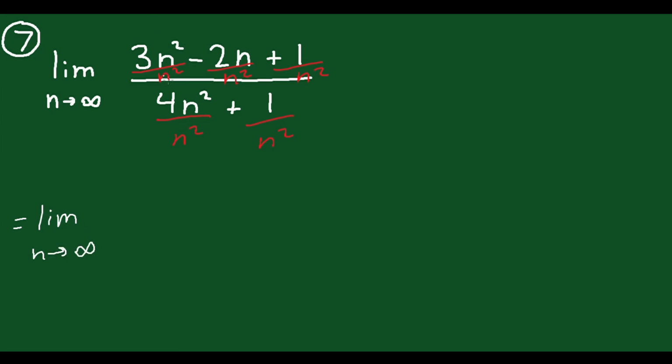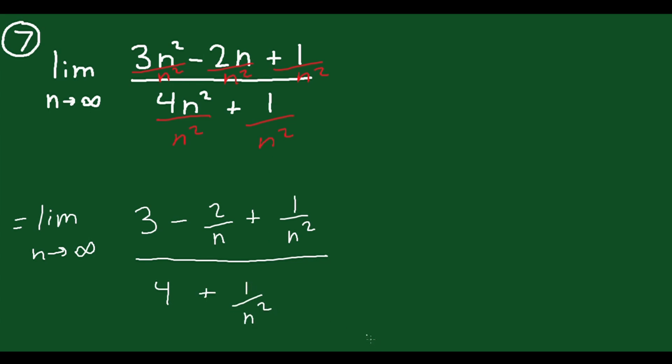3n squared over n squared is simply equal to 3. 2n over n squared is equal to 2 over n. 1 over n squared is 1 over n squared. That doesn't change. On the bottom, 4n squared over n squared is 4, and 1 over n squared is the same thing, 1 over n squared.